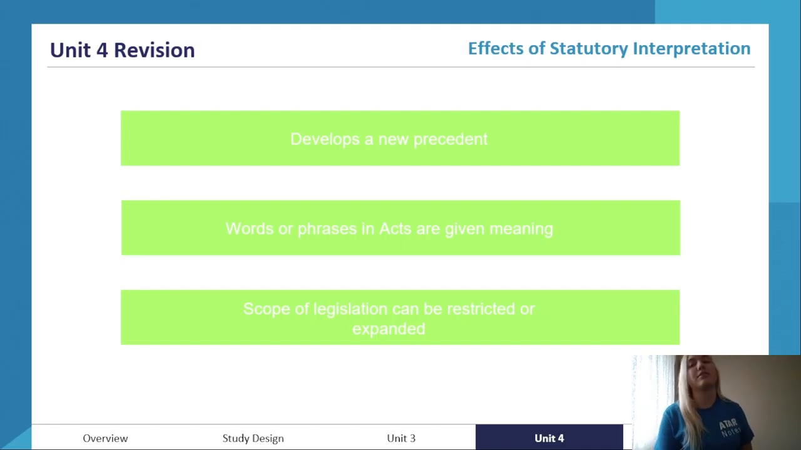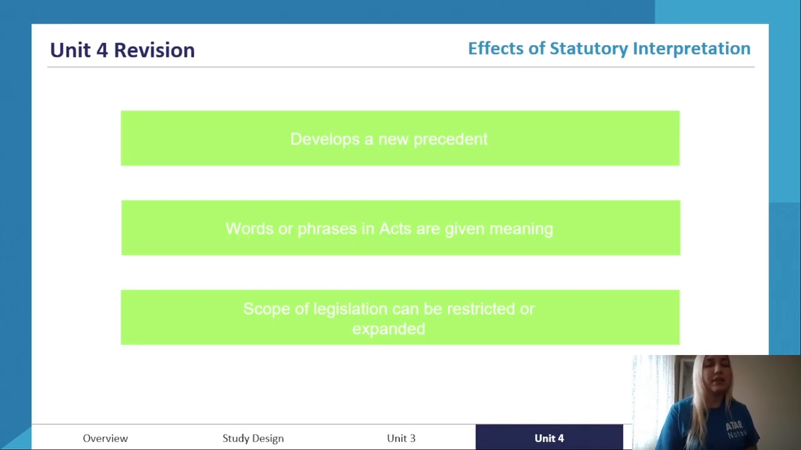And then what are the effects of statutory interpretation? You also need to know. A new precedent can be developed. If statutory interpretation was conducted, it means that there was no pre-existing law to apply. This means that common law is created, a new precedent, which is a legal principle developed through the resolution of a case by a judge that now becomes binding upon all of the courts that are lower within the same hierarchy. They will have to follow that precedent.